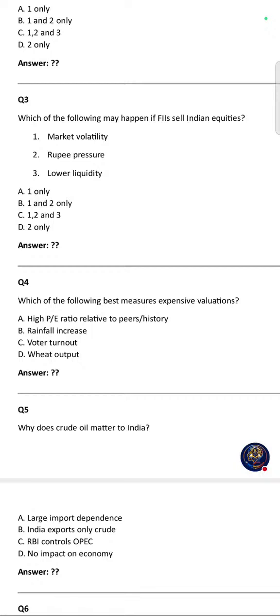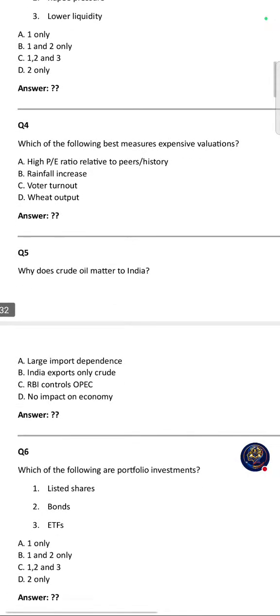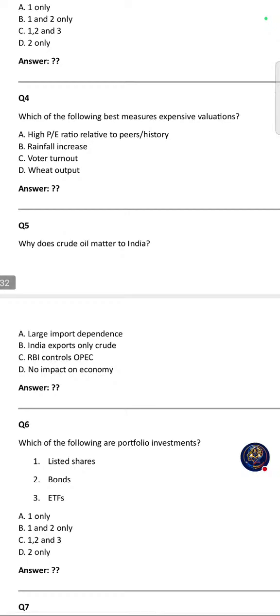Next, which of the following best measures expensive valuations? The correct answer is high P/E ratio relative to peers and history.